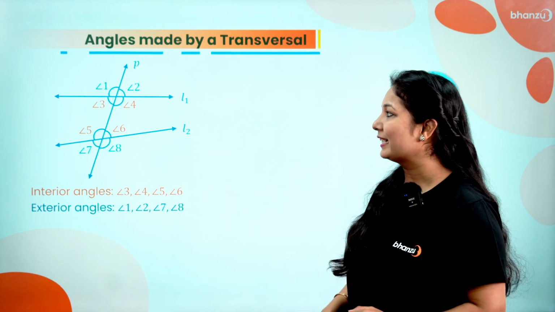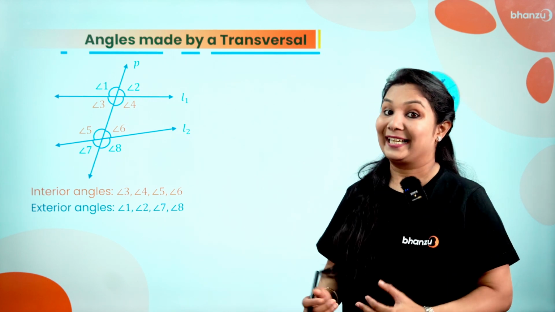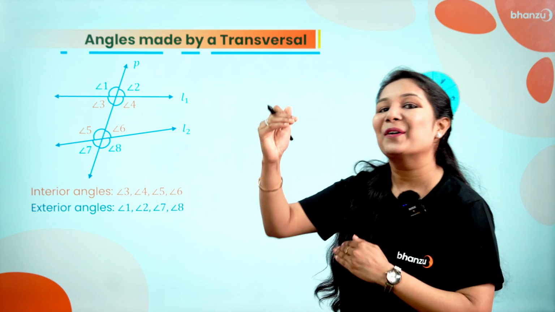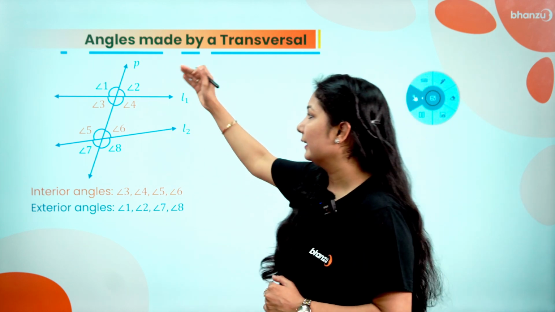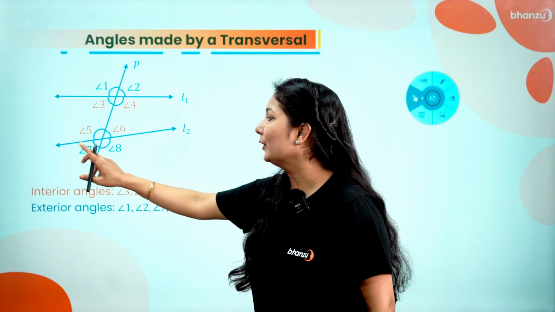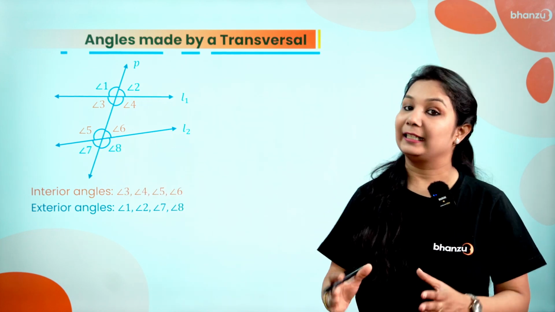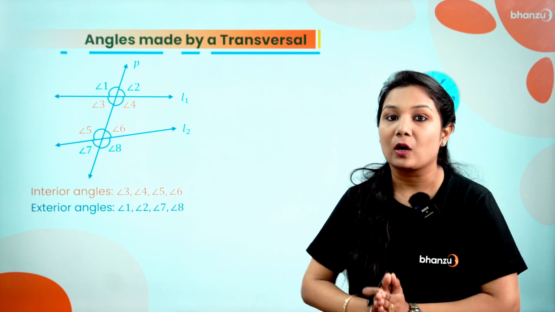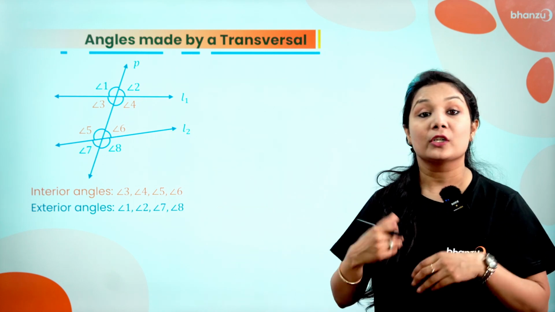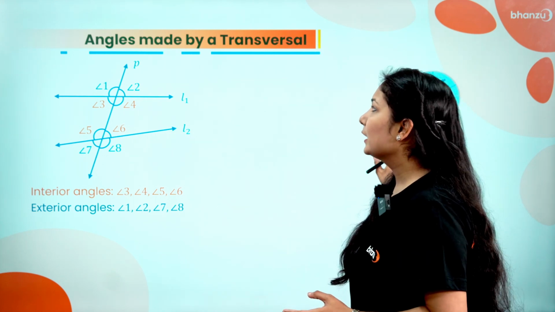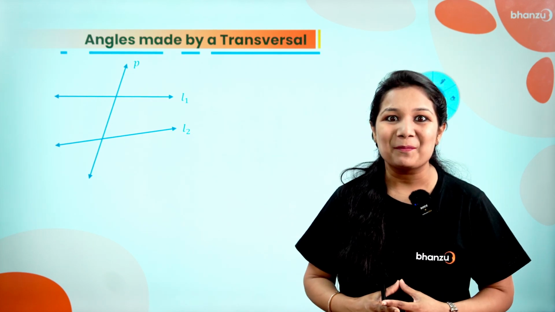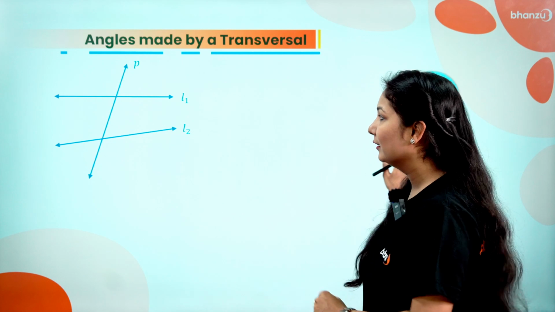So let's move ahead and see the exterior angles now. Yes, it's going to be opposite of interior, which are on the outer part of the lines, like angle 1, angle 2, angle 7 and angle 8. So these are the particular angles which we are going to talk about in the session in detail. Yeah. Let's move ahead to next category of angles which can be formed by a transversal.